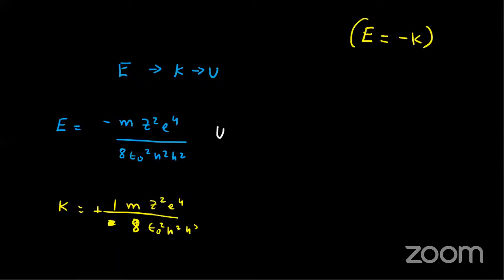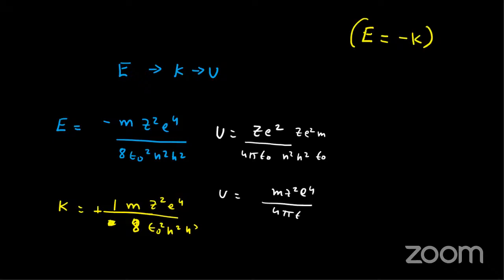Potential energy U is equal to Z E square, right? Q1 Q2 by 4 pi epsilon naught into radius. Radius is n square h square epsilon naught into Z E square m. This is very simple. U is equal to nothing but m Z square e to the power of 4 by 4 pi epsilon naught square n square h square. Okay, cool, right? So there is pi here, pi gets cancelled out.